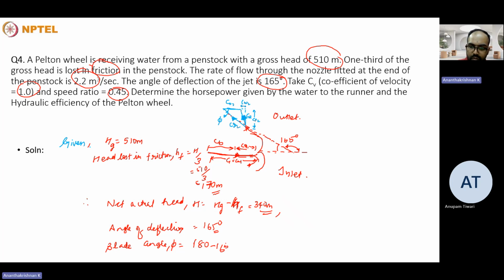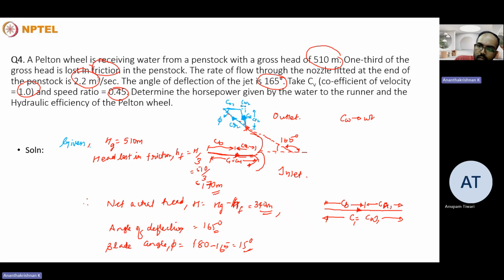Let me just complete this. That will be equal to 15 degree. So this is the blade velocity component, and this is the relative velocity component of the inlet. So the actual velocity C1 will be the same as that of the whirl velocity component.